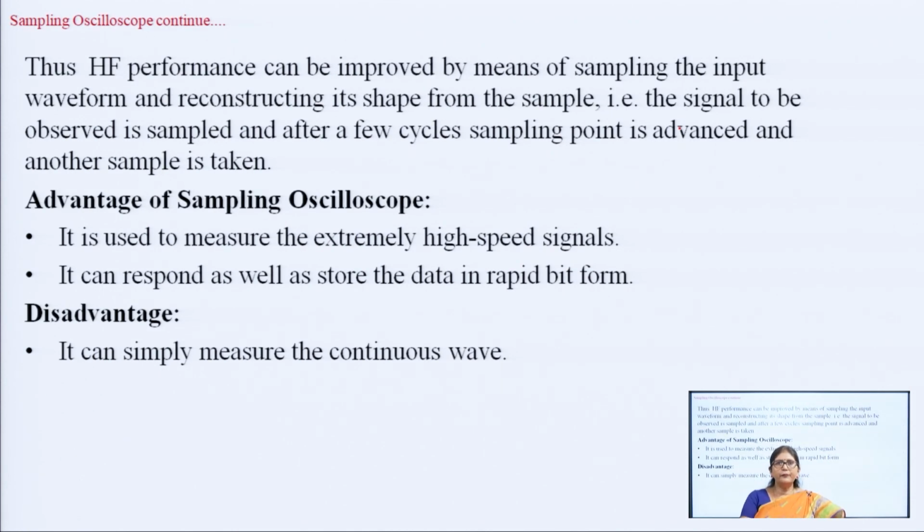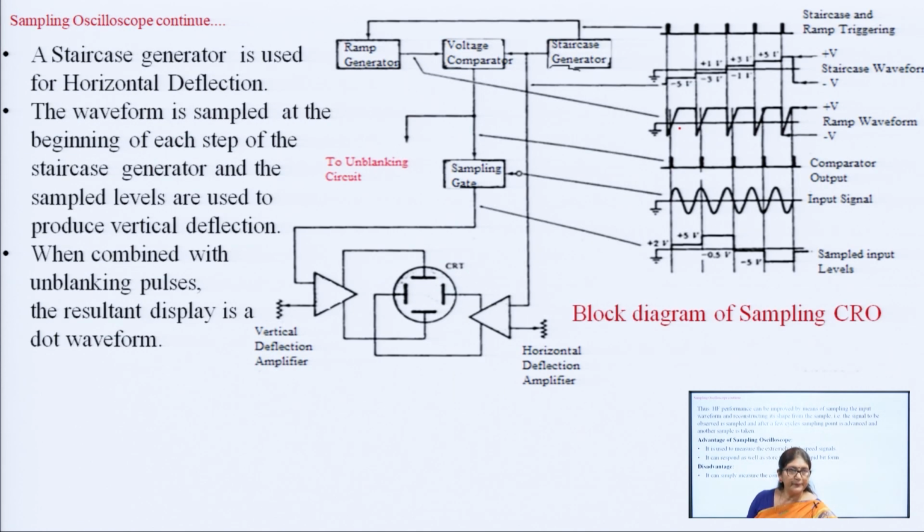Now, high frequency performance can be improved by means of sampling of the input signal. The advantage of the sampling oscilloscope is that it can handle very high speed signals and it can store rapid signals. But the disadvantage is that it can only measure a continuous signal. If there is a random signal or a discontinuous signal, then the sampling process is not done on those signals, and they are not displayed on the screen.